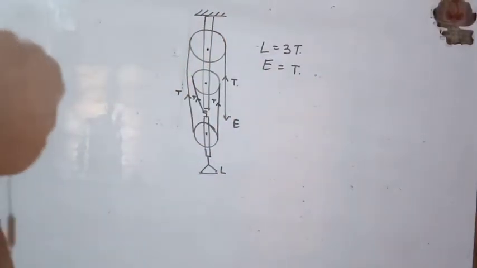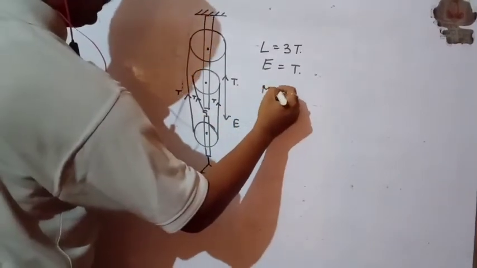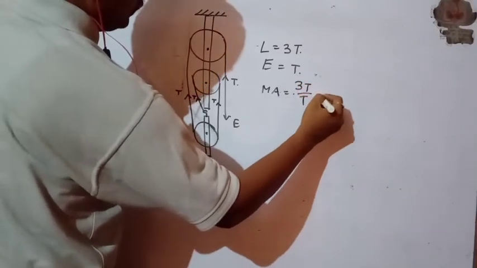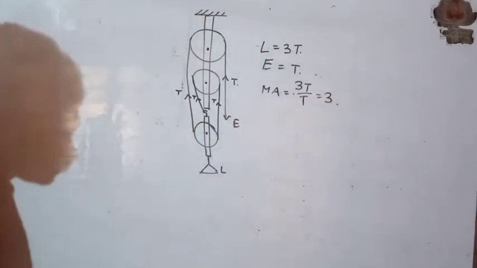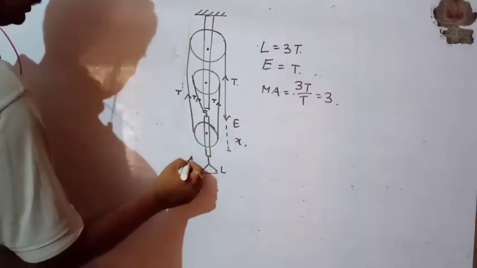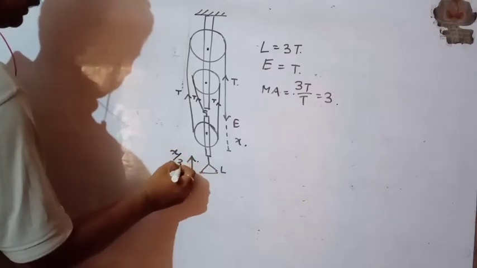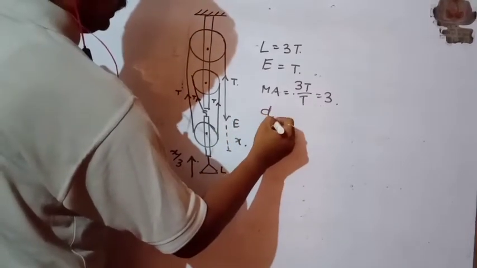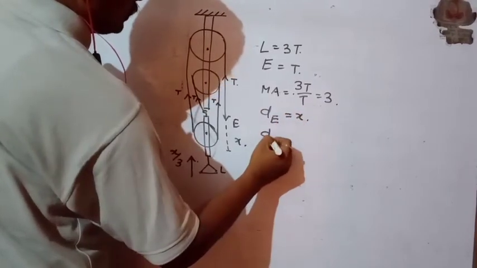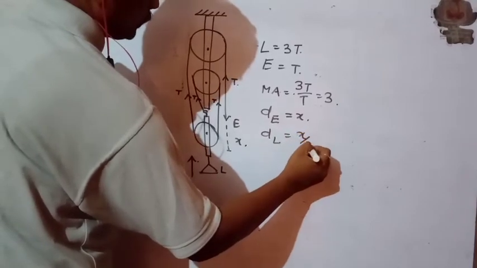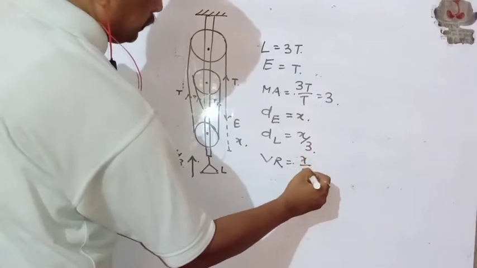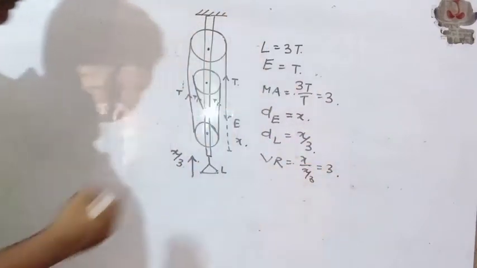So what is the mechanical advantage? Mechanical advantage of this block and tackle system is 3T by T, that is equal to 3. If the effort point travels a distance x, then the load will rise a distance x by 3. So in this case, if the distance traveled by effort is x, the distance traveled by load is x by 3. So what is the velocity ratio? That is x divided by x by 3. This is equal to 3.